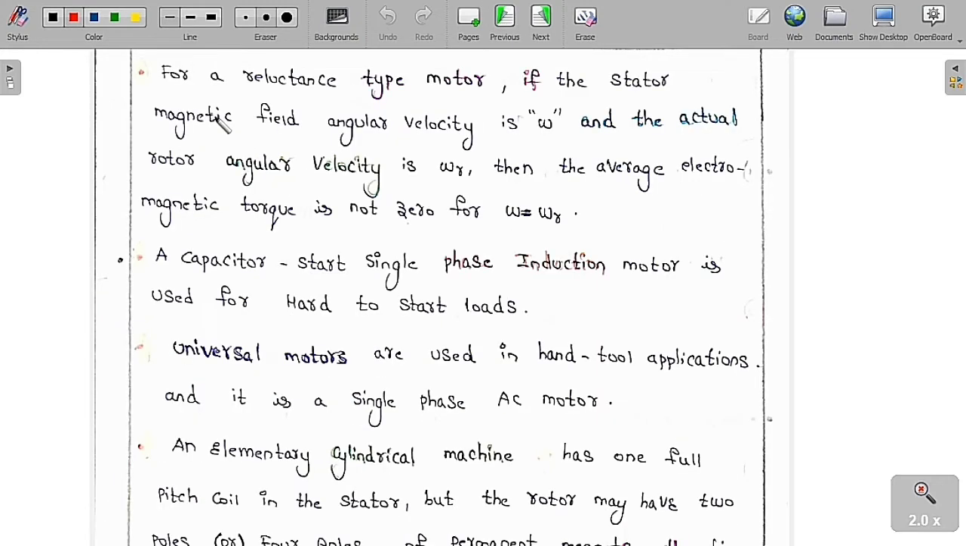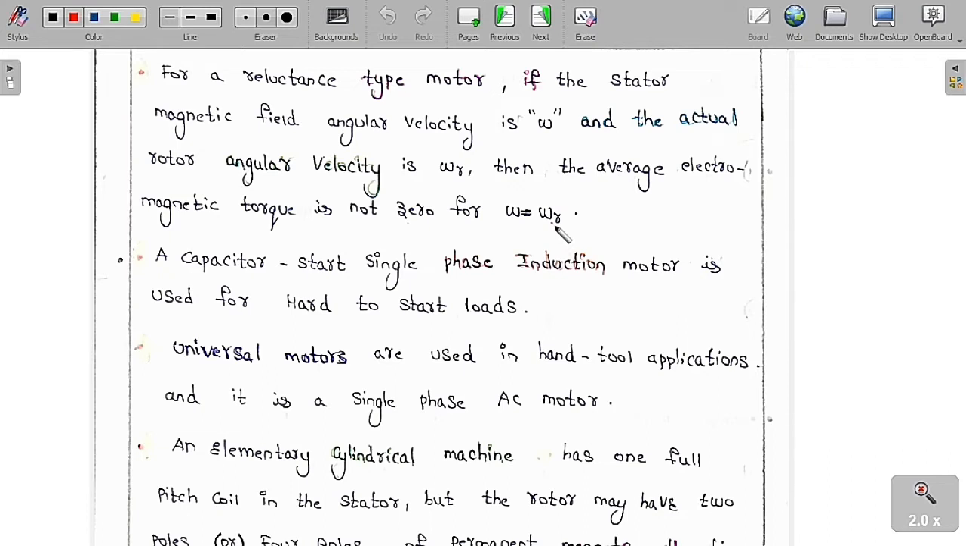For a reluctance type motor, if the stator magnetic field angular velocity is omega and the actual rotor angular velocity is omega r, then the average electromagnetic torque is non-zero for omega equal to omega r. I've already told you, single phase synchronous motors are of two types: one is called the hysteresis type single phase synchronous motor and the other is the reluctance type single phase synchronous motor.